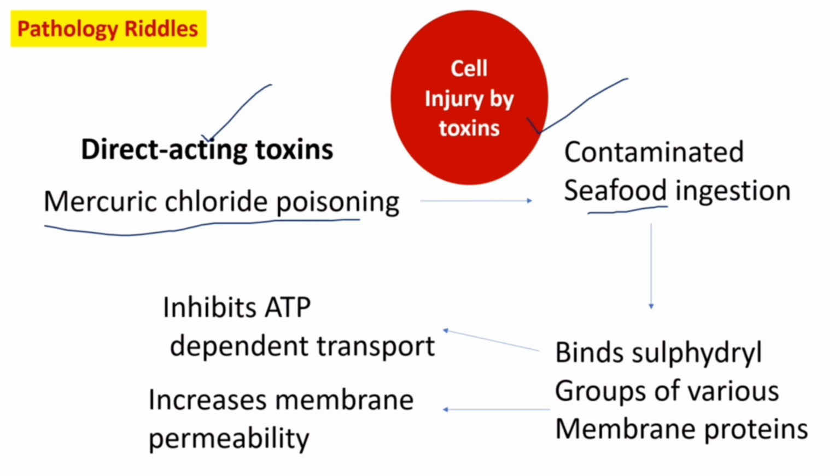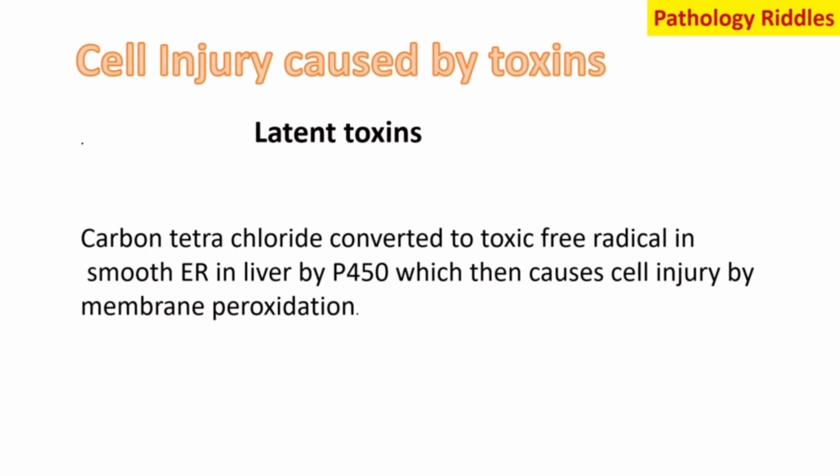It binds the sulfhydryl groups of various membrane proteins. And once it binds, it inhibits ATP dependent transport and also increases the membrane permeability. Both can result in cell death. The second type of toxins is latent toxins. They themselves will not cause harm, but they will be converted to a toxic radical which will cause harm.